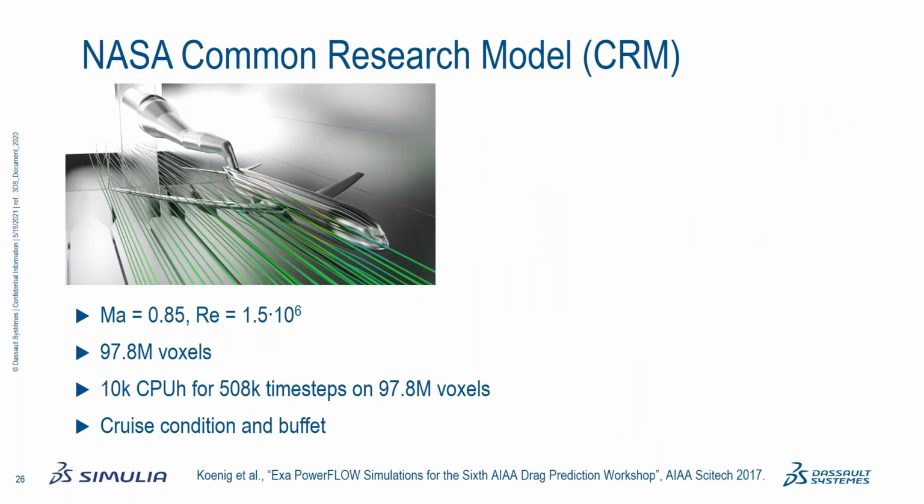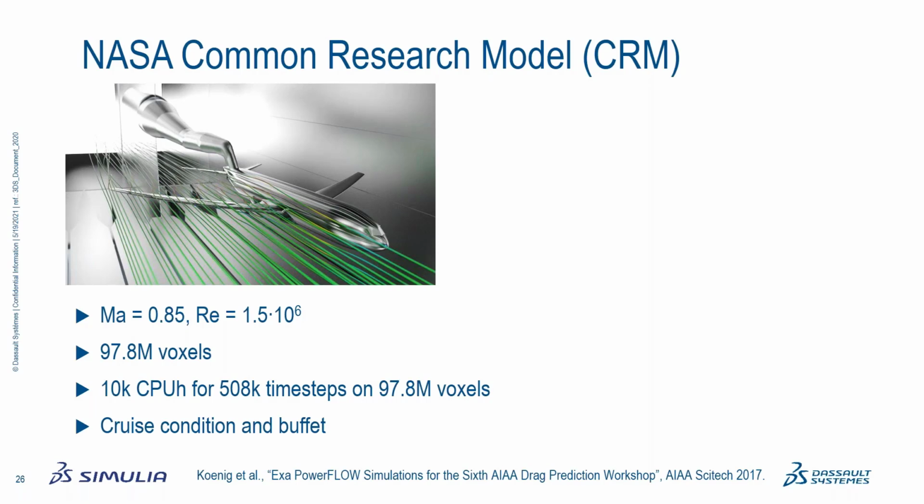Now we're coming to the more application example. So I'm showing you here the NASA CRM, which is a commercial aircraft that was designed by NASA and Boeing for research purposes. And we ran this geometry at a Mach number of 0.85 and a Reynolds number of 1.5 million. This resulted in a mesh of roughly 100 million voxels, and this one simulation costs about 10,000 CPU hours for 508,000 time steps.